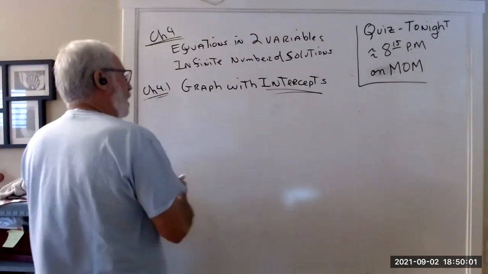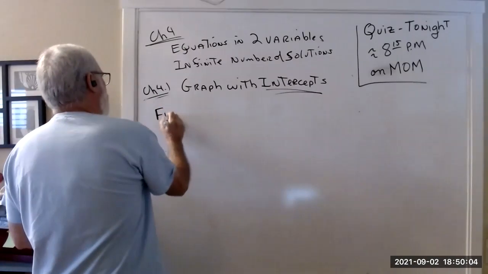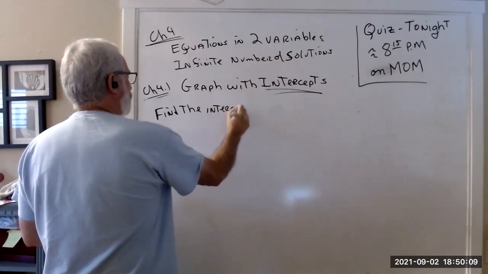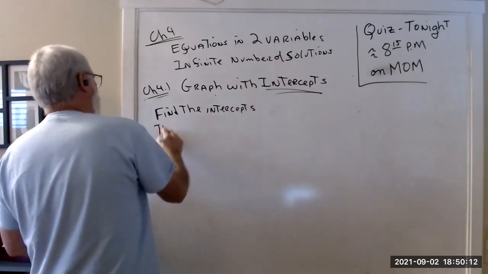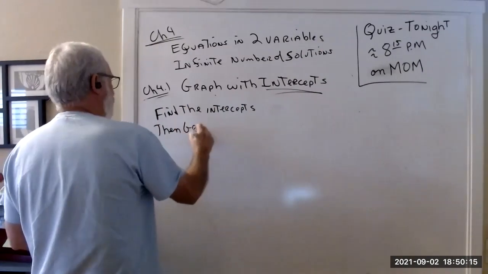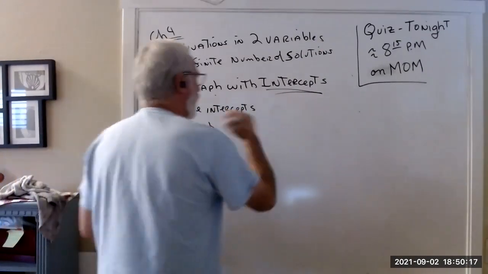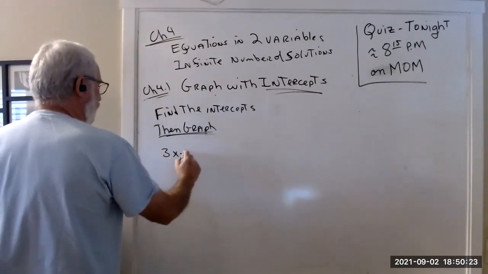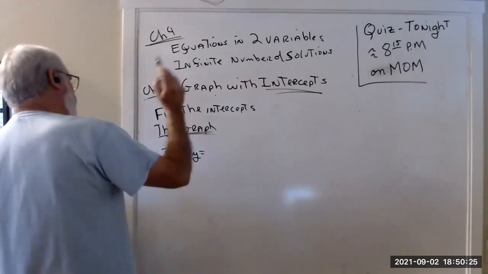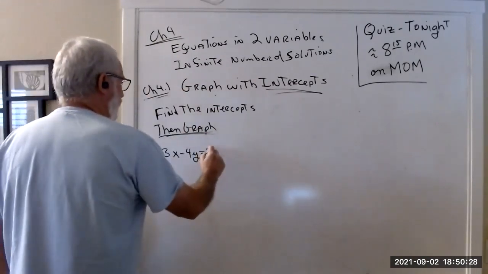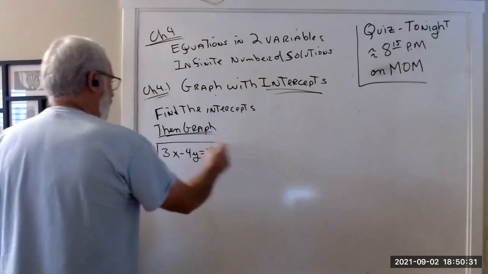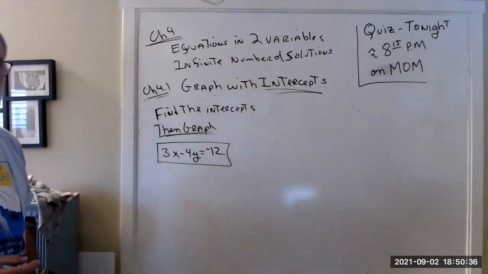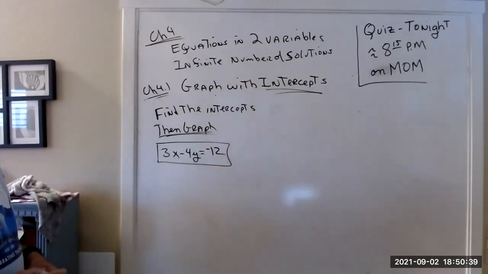Okay. I want you to find the intercepts, then graph. And we're going to use this equation, 3x minus 4y equals, I'll say, negative 12. Okay. Now, I'm going to work through this one first, so you have an example, then you guys can do another one.